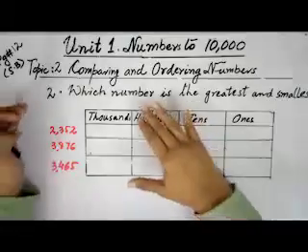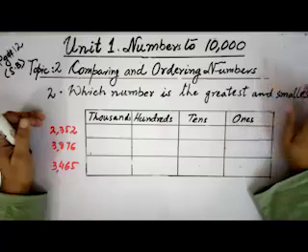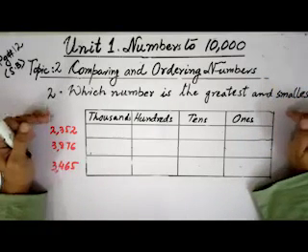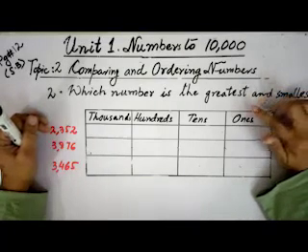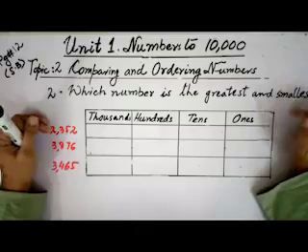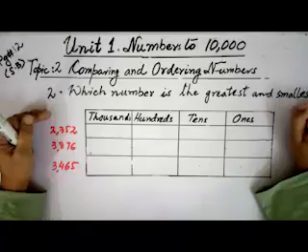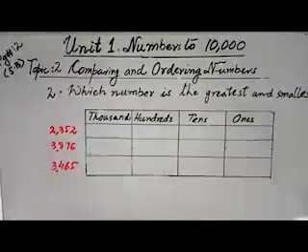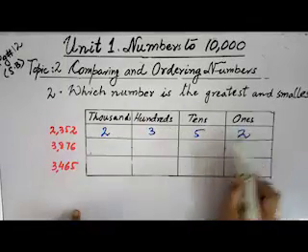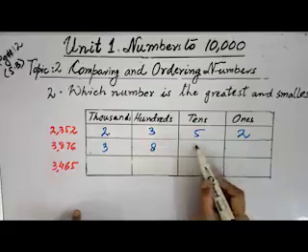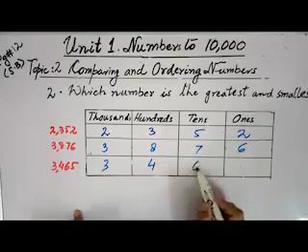Now we have done with comparing numbers, and now we are going towards our next objective, which is ordering numbers. How will we order the numbers? Here the question is, which number is the greatest and the smallest number? For the most part, we are going to find out the greatest number and the smallest number, and then we will order them in ascending order or descending order, whatever is being asked in the question. Got it? So here, I will write 2,352, and this is 3,876, and now this is 3,465.